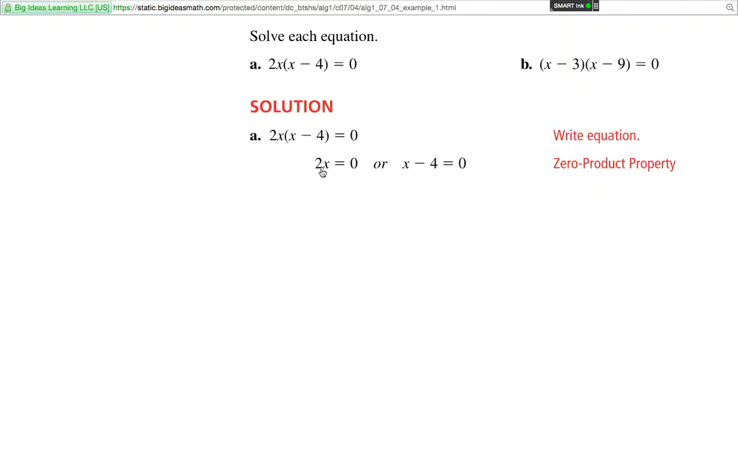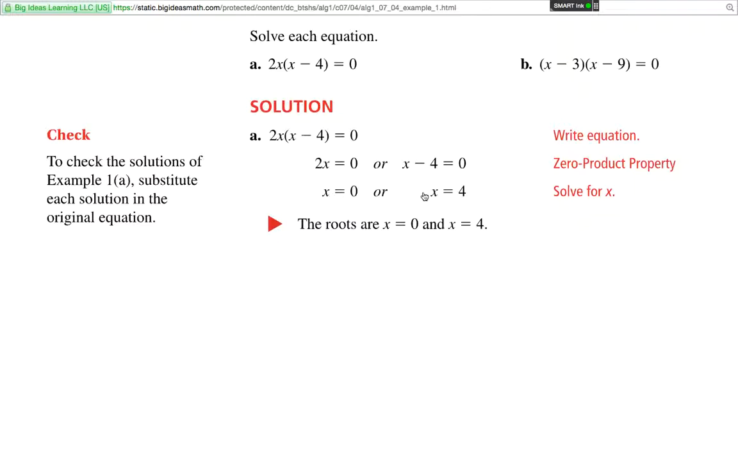Divide this one by 2 on both sides, and it gives you x equals 0. Add 4 to both sides on this one, and you get x equals 4. Those are your two roots for that problem, your two possibilities. Then go back and check those in the original equation to make sure they work. You can plug them back in, and they both work.